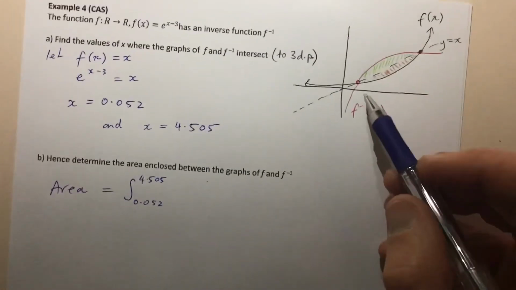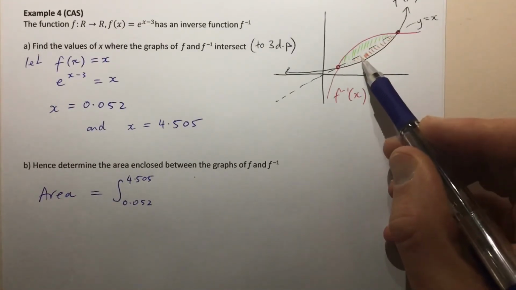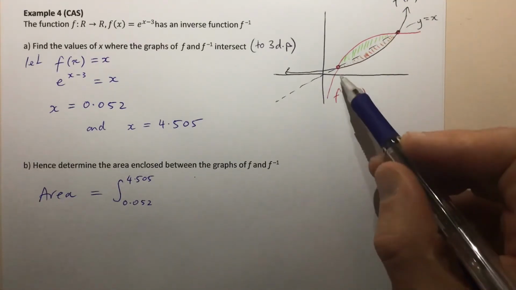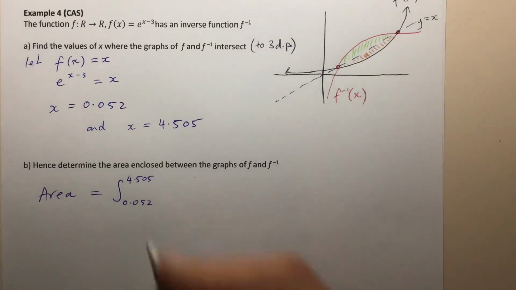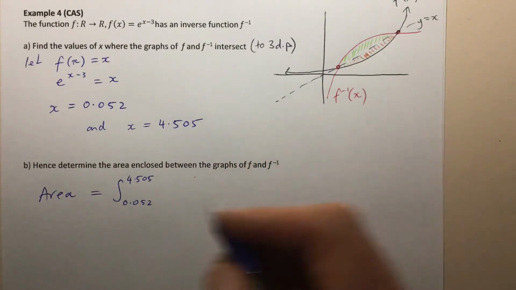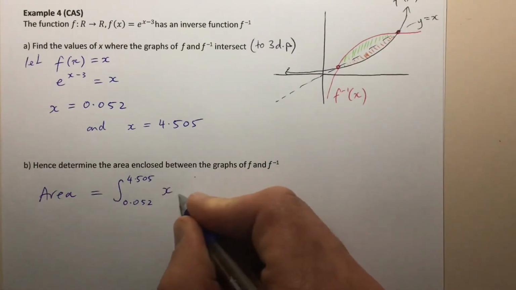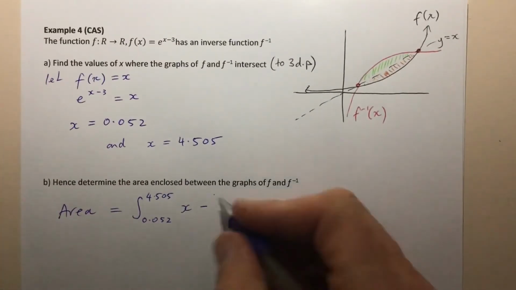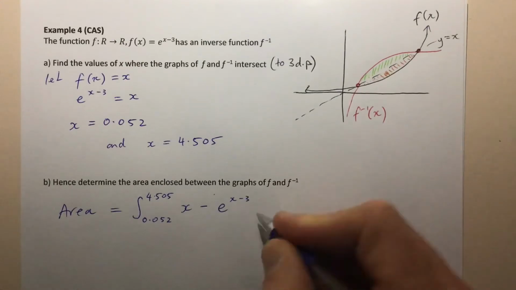The area will equal the integral from, and now our terminals are important here because these were the x values where the area starts and finishes. So the points of intersection from above become our terminals. So 0.052 is the lower terminal, 4.505 is the upper terminal. And if I'm finding just this area that I've colored in orange, the function that's on top is y equals x, the function that's on the bottom is f of x. So the area will equal what goes inside the integral, x minus f of x, which is e to the x minus 3, with respect to x.